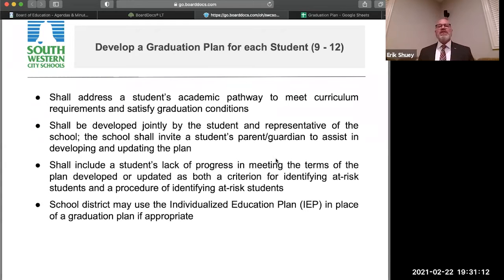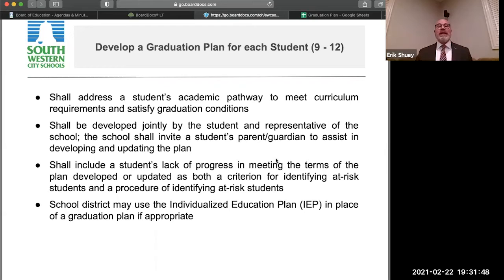We also have to make sure that these graduation plans are developed jointly by the student and a representative of the school, and we have to have the parent or guardian assisting in the development of the plan. It is the student's plan, and we're helping them facilitate the plan by monitoring and exposing them to opportunities that they may or may not have known that we have available to them. We also have to take a look at what we are going to do if there's a lack of progress in meeting the terms of the plan. And so the plan has to incorporate that as well.